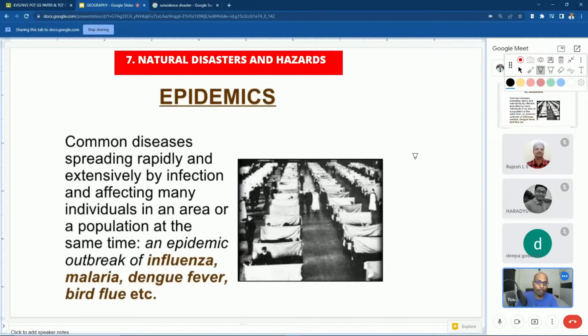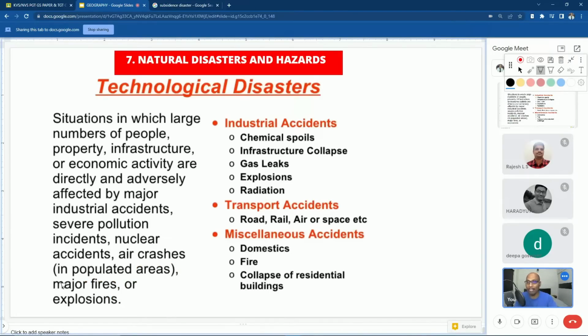Then epidemics. Now we all know what an epidemic is because of the COVID pandemic. These are common diseases spreading rapidly and extensively by infection and affecting many individuals in an area or a population at the same time. So an epidemic outbreak of influenza, malaria, dengue fever, bird flu, these things are not in our control. We may have a vaccine, but there is no guarantee that the vaccine is the correct treatment for these problems.